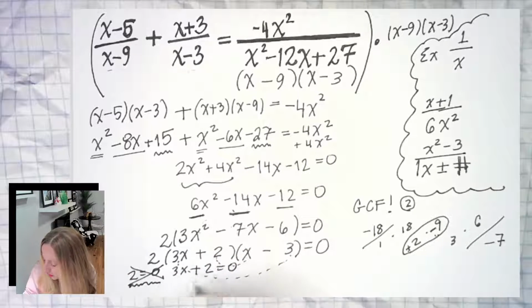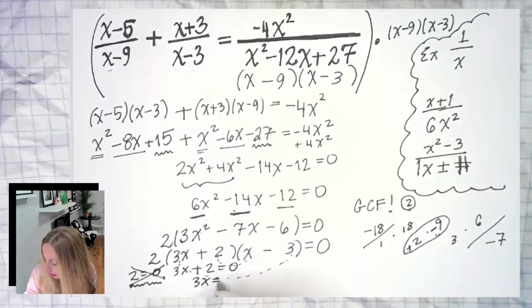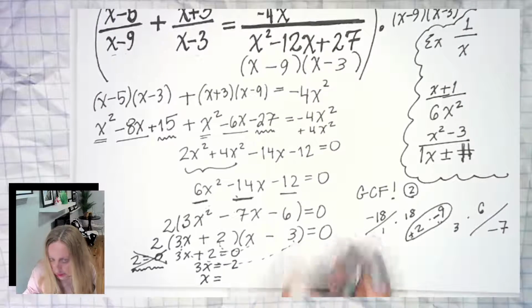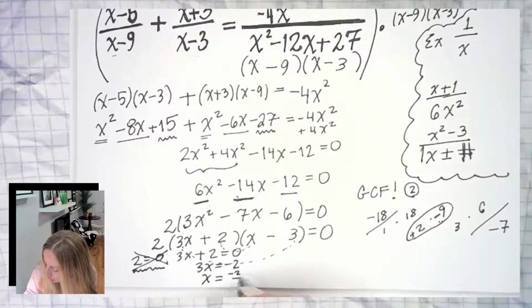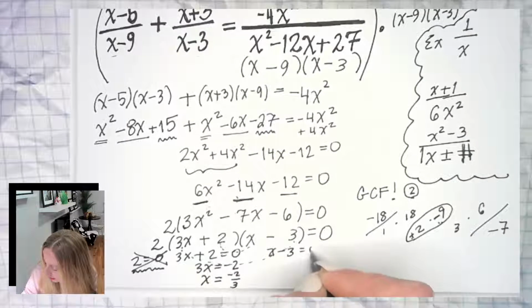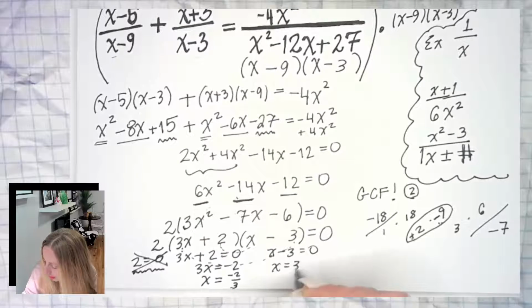3x plus 2 equals 0, subtract 2, 3x equals negative 2. X equals, I'm very squished down here, negative 2 over 3. And then x minus 3 is 0, so x is 3.